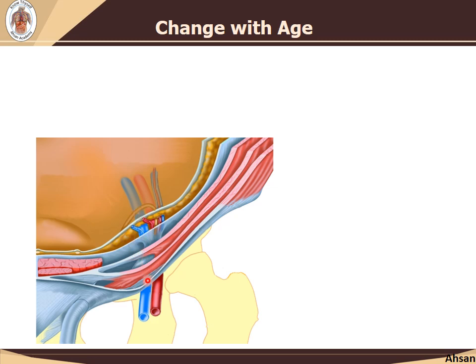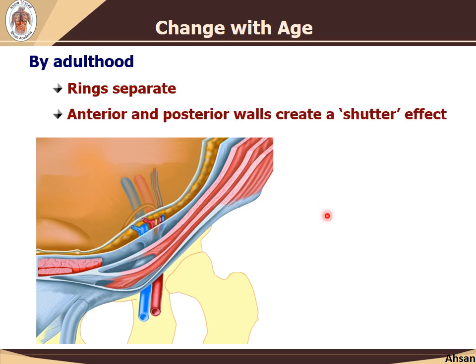You can see this is the canal. So in adulthood, the rings are separated and the anterior and posterior walls work as a shutter. It can collapse and prevent the passage of the organs through this. This passage is known as herniation. So this wall presses and collapses this mid part.